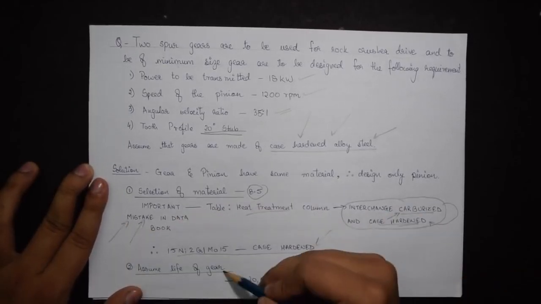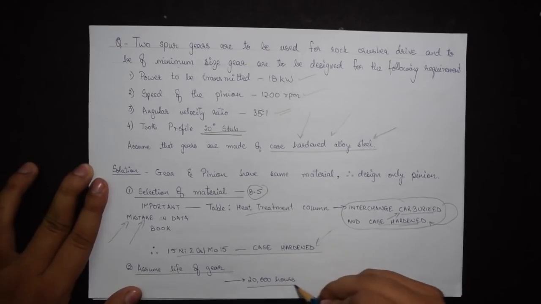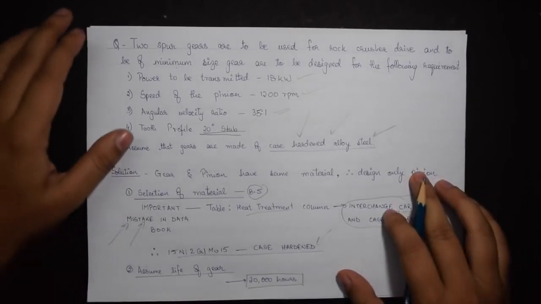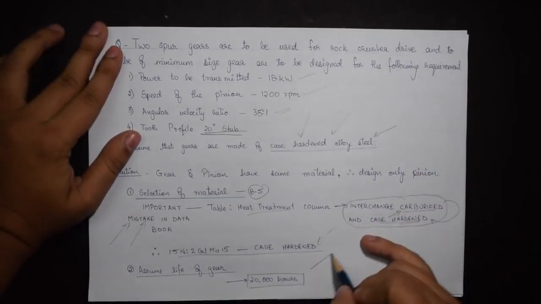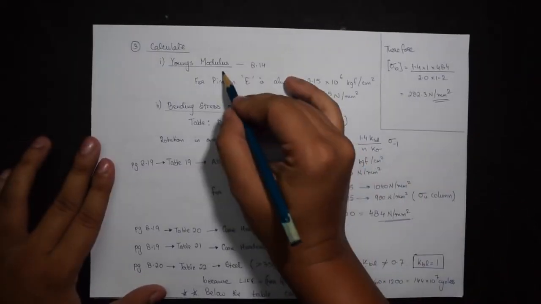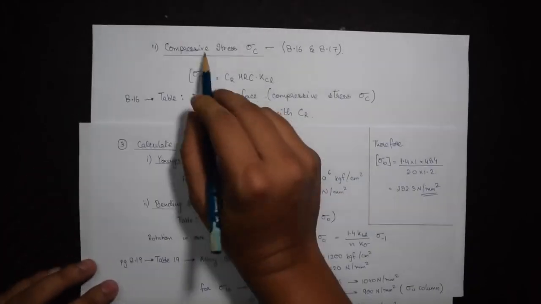Step 2 is assuming the life of gear. So let us take 20,000 hours. We could also take 25,000 hours or 15,000 hours or anything, but here I am taking 20,000 hours. Third step comprises of 3 things: Young's modulus, bending stress, and compressive stress.